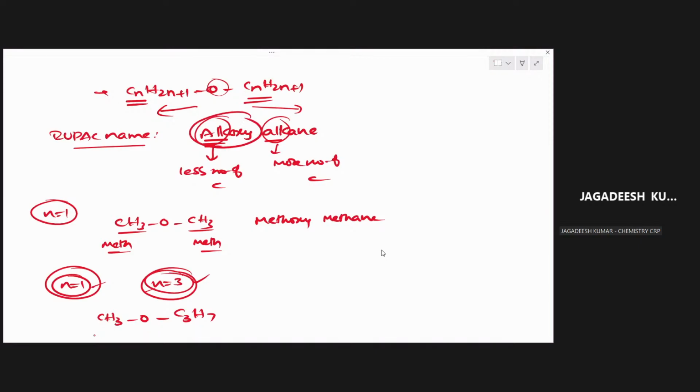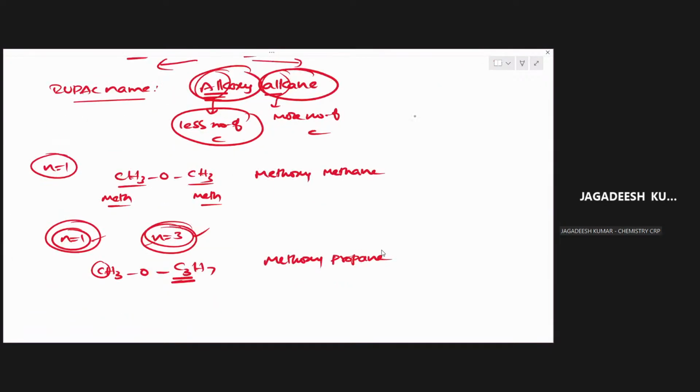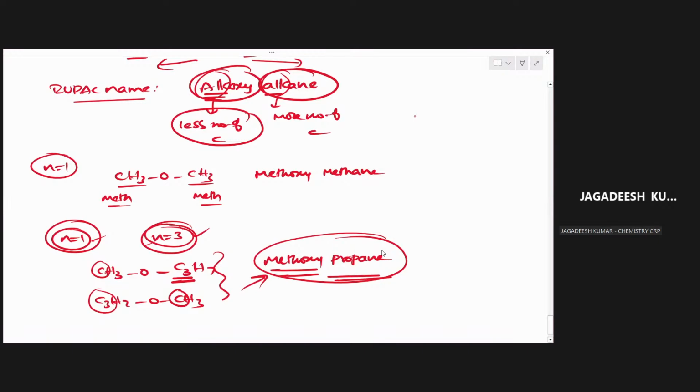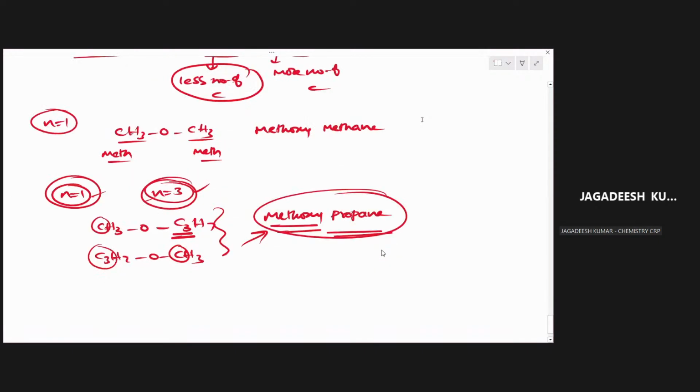Alkoxyalkane. Alkoxy means the root word with less number of carbons we have to write first. Here less number of carbons is the left side, so here methoxy, and more number of carbons is the right side, 3 carbons means prop, so propane. Even if you write it from any side, we get the same name. You can write in reverse also, but both give the same name: less number of carbons methoxy, more number of carbons propane. We have to write this name only, whichever side they give. Okay, so I think you got clarity here.